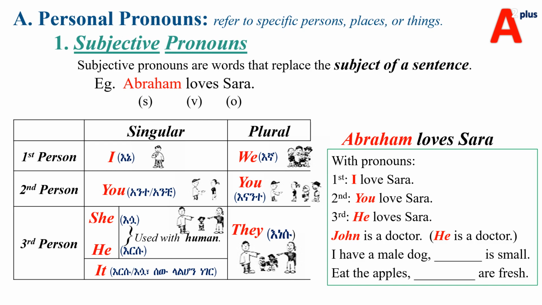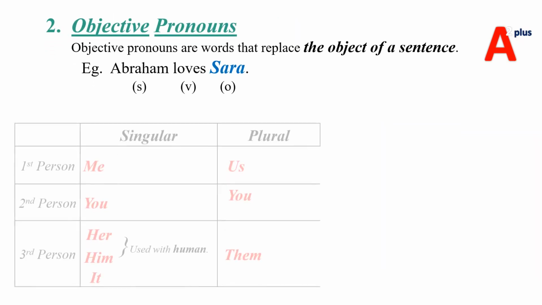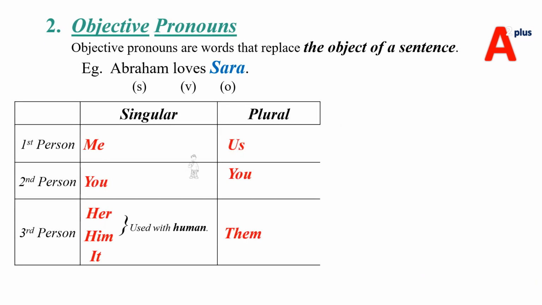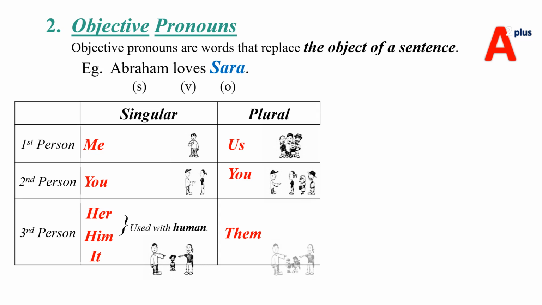This is the subjective pronoun. The second one is the objective pronoun. Objective pronouns are words that replace the object of a sentence. Example: Abraham loves Sarah. Abraham is the subject, loves is the verb, and Sarah is the object in this case.